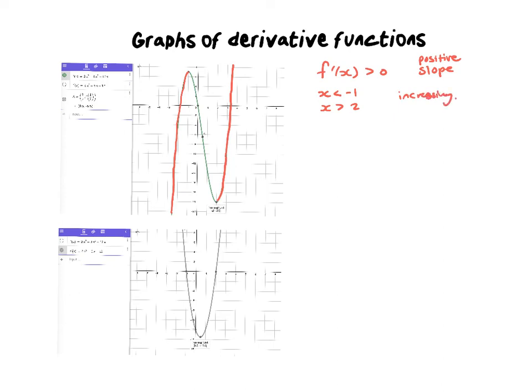Then the slope will be negative. The derivative will be negative. The slope will be negative where? Between those two x values of the stationary points, in other words, between minus 1 and 2. For all those real values, the slope would be negative.